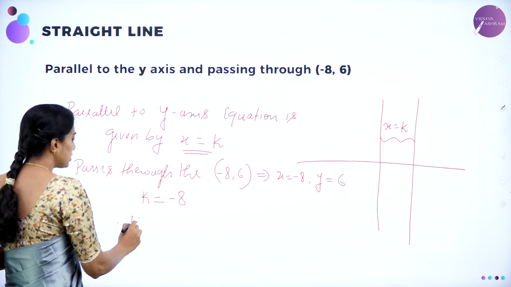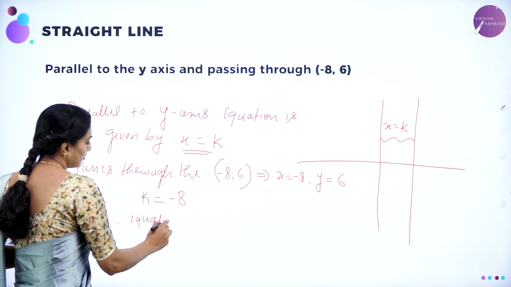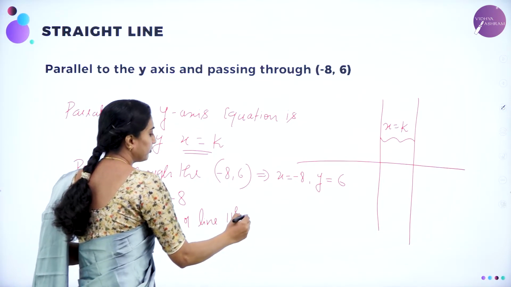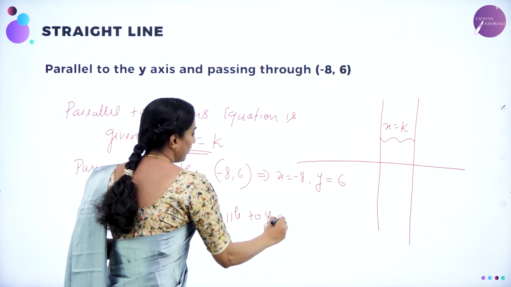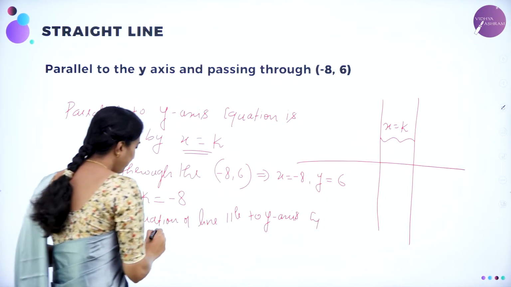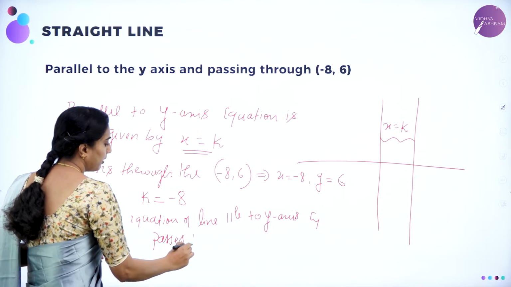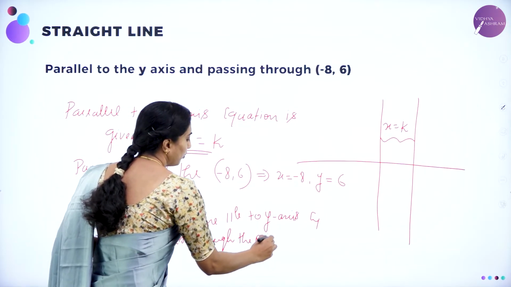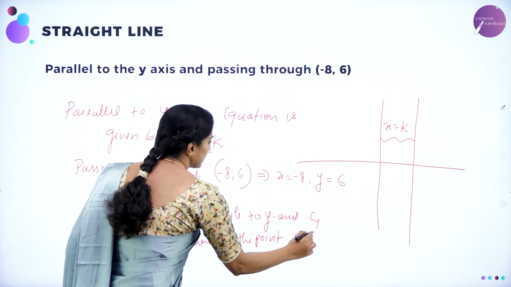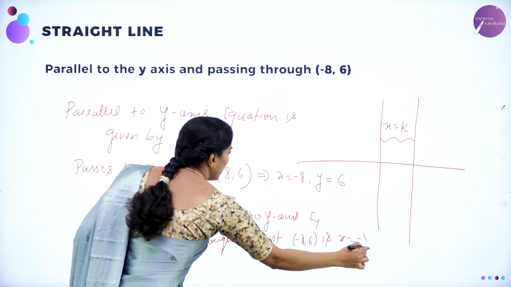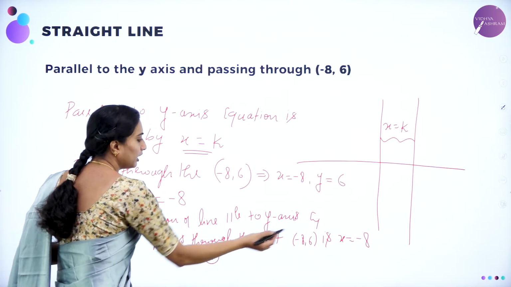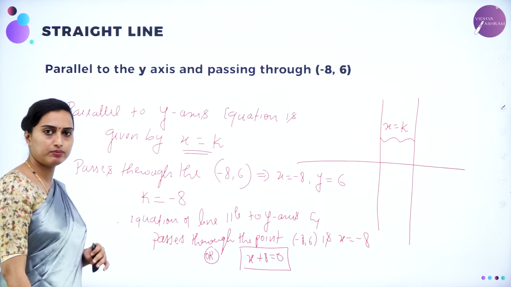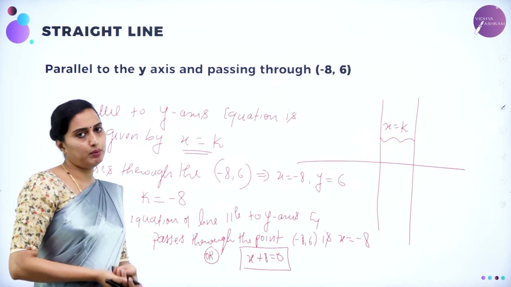So therefore the equation of the line parallel to the y-axis and passes through the point, what point have they given? Minus 8 comma 6, is x is equal to minus 8, or you can bring that minus 8 to this side, x plus 8 equal to 0. This is the equation. Understood? So this is very important here.